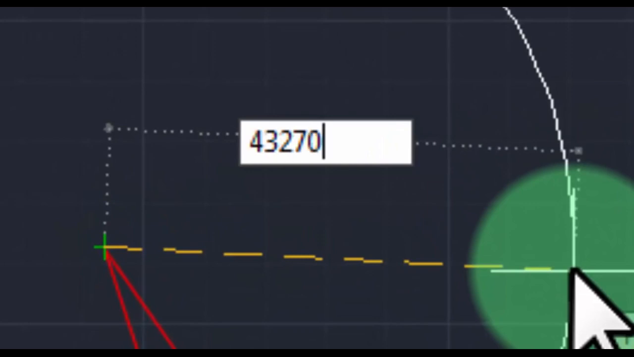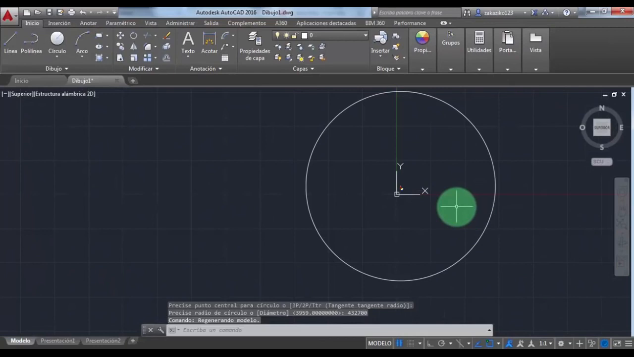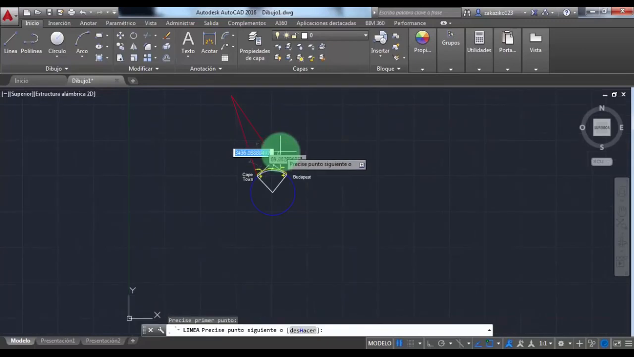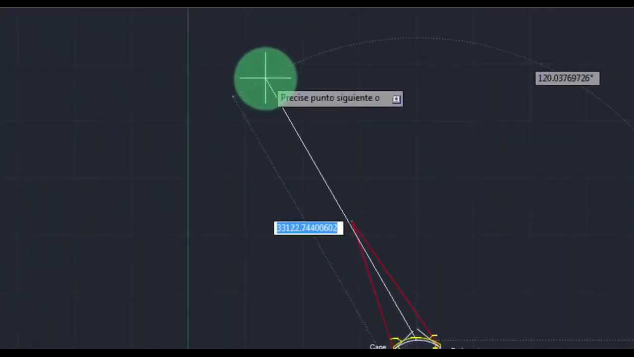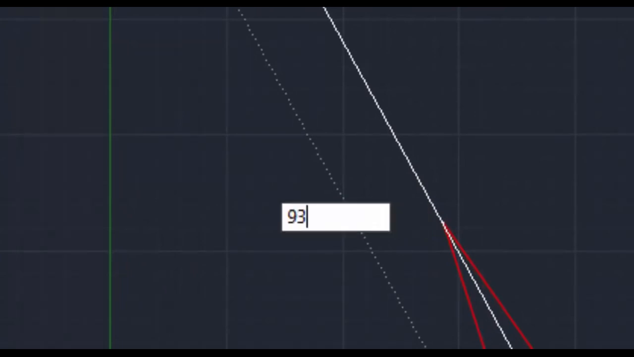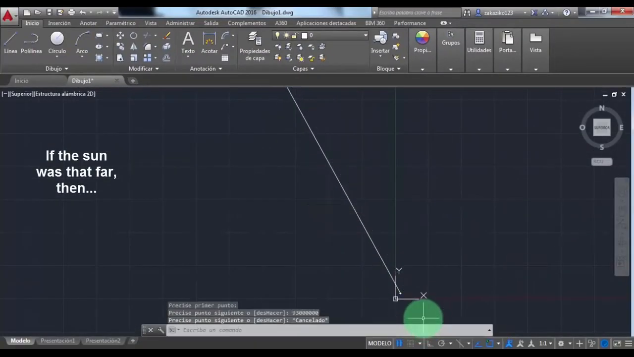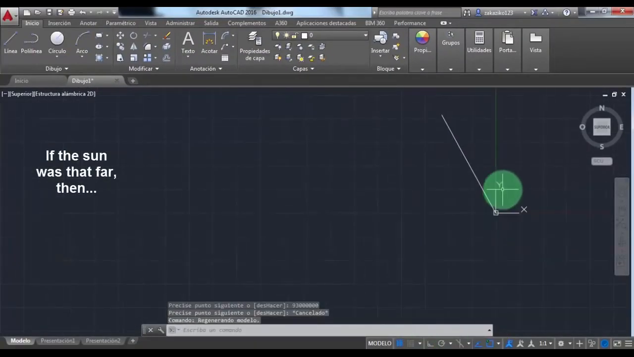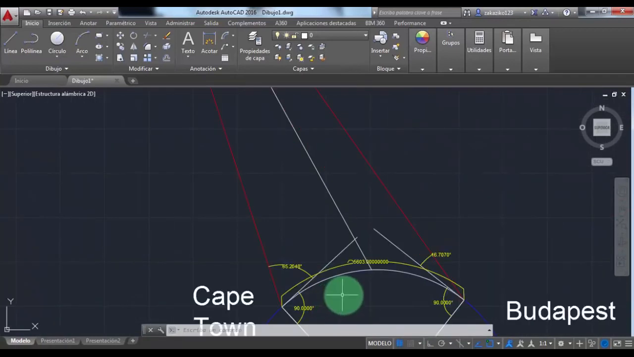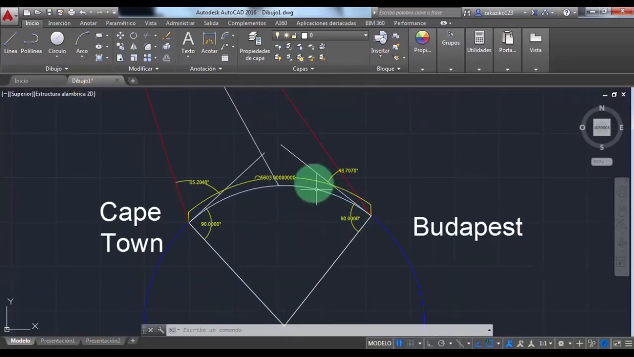Four, 3, 2, 700. Wow, that is huge. But it doesn't matter. I'm gonna draw a 93 million miles line just to see the difference. Wow. These lines should normally take you to the source of the light, which is the sun.